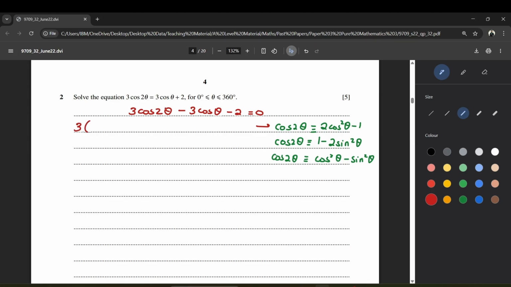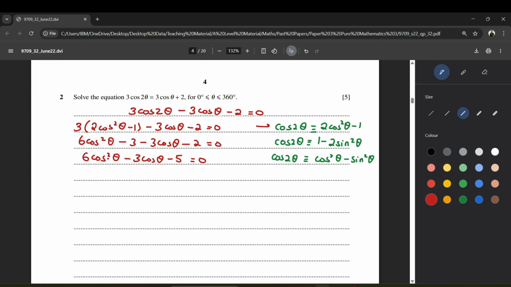So I'm going to plug in the first one for cos 2 theta. So I'm going to write here 2 cos squared theta minus 1 minus 3 cos theta minus 2 equals 0. 6 cos squared theta minus 3 cos theta minus 3 minus 2, that will be minus 5 equals 0.